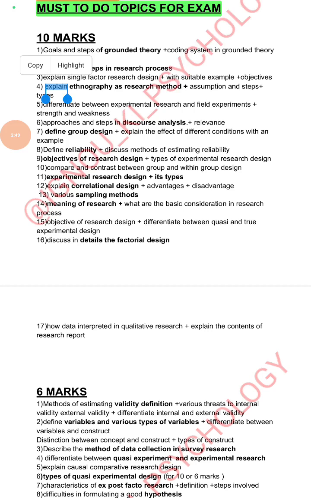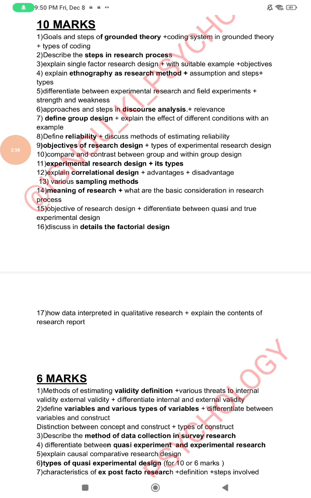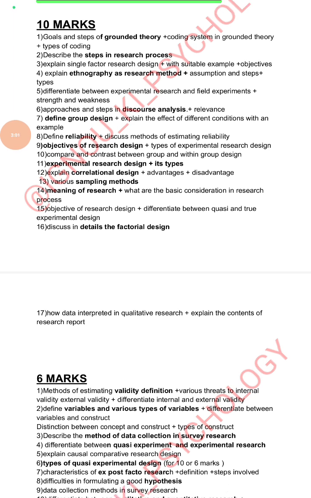Question number 4: explain ethnography as a research method. Then what are the assumptions, steps and types of ethnography? Ethnography is basically a qualitative method for collecting data, and it is often used in social and behavioral science. Data is collected through interview and observation, and then we draw some conclusions. This is ethnography. So prepare all of this well: its meaning, how it acts as a research method, then the assumptions, steps and types.